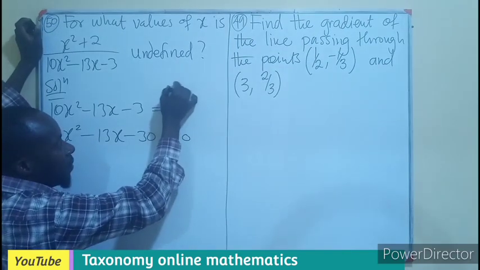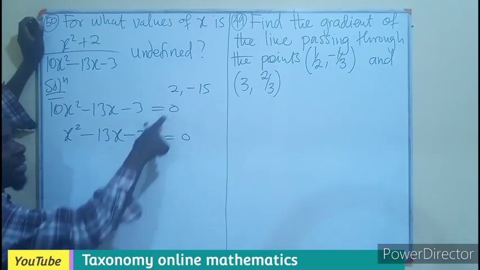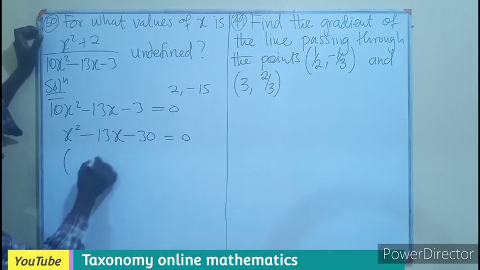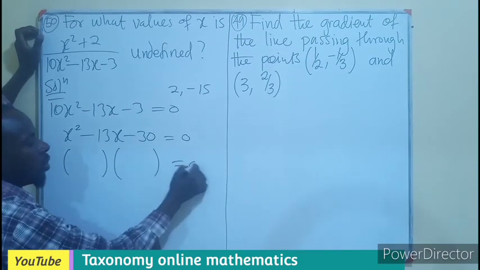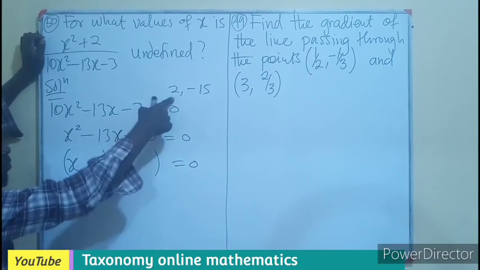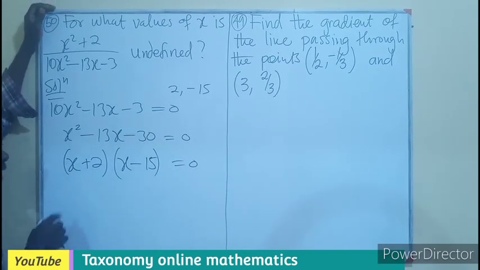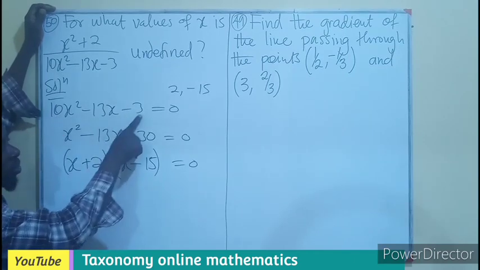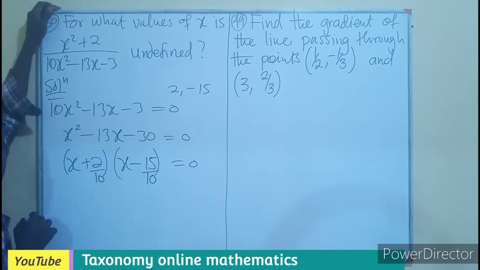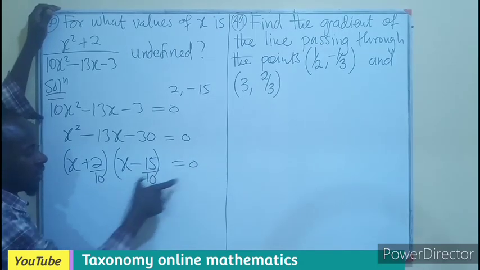If I have 2 and negative 15, multiplying these two I get negative 30, and adding I get negative 13. So I put those two factors in this, where the first one will be x: (x plus 2)(x minus 15). But don't forget, we sent the 10 to multiply this, so we divide by that 10. Since this is an equation, we maintain that this equals 0 or this equals 0.